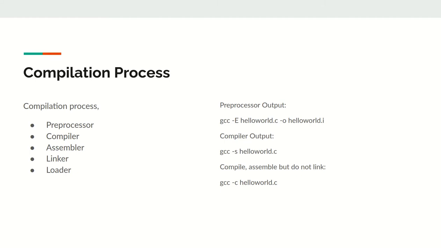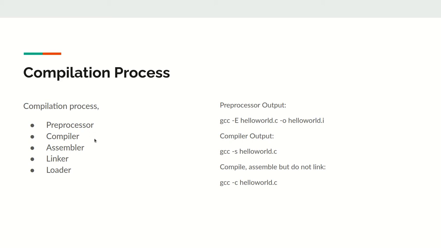So these are the steps inside the compilation process. The first step is preprocessor, the second step compiler, then assembler, linker, loader. Preprocessor means in this step any preprocessing directives or #includes are substituted, and it creates another intermediate file with the extension .i. This is about the preprocessing stage.